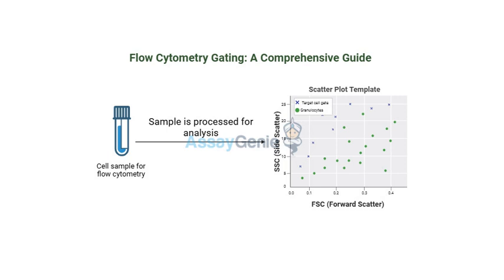Exactly. We run these controls, and the software analyzes them. Then it uses that information to calculate compensation values. Those are basically correction factors, and they account for the spillover between the different dyes. Oh, okay, so it's like a sound engineer adjusting the levels so everything's balanced and we can hear each instrument clearly. That's a great way to put it.